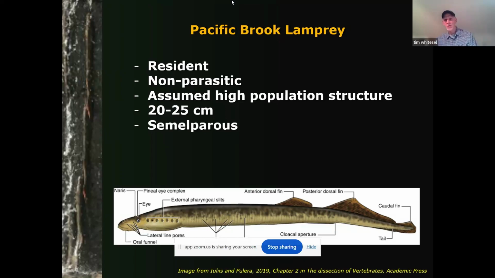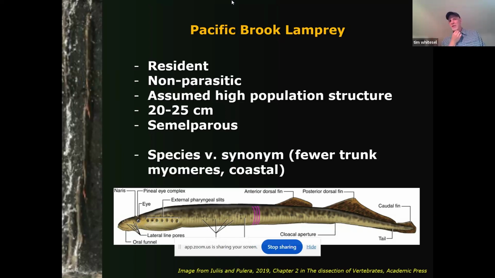And then the final of the four species on that list is Pacific brook lamprey. Again, some of the summary characteristics: it's also a resident, so freshwater only, non-parasitic, filter feeds, and then transforms into an adult. We assume that it has high population structure, although there's not a lot of information on that. Maximum size is roughly 20 to 25 centimeters as an adult. Semelparous, spawn once and die.